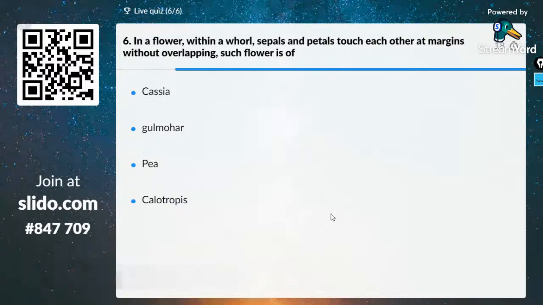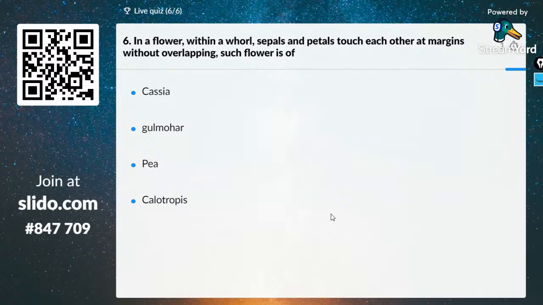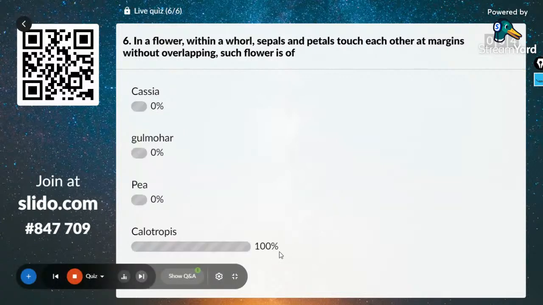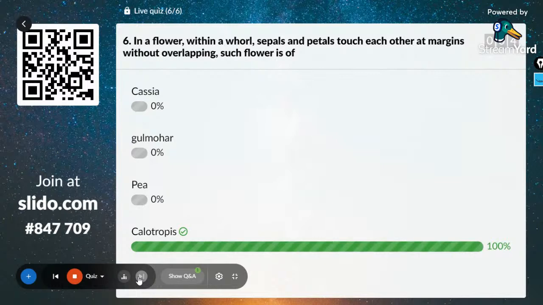Last and final question for the day. In a flower, where sepals and petals touch each other at the margin without overlapping, such a flower is known as Cassia, gulmohar, pea, or Calotropis. Very good. It is Calotropis.